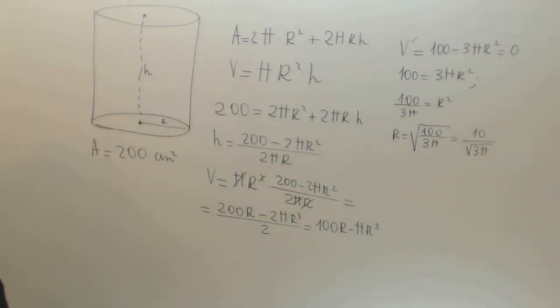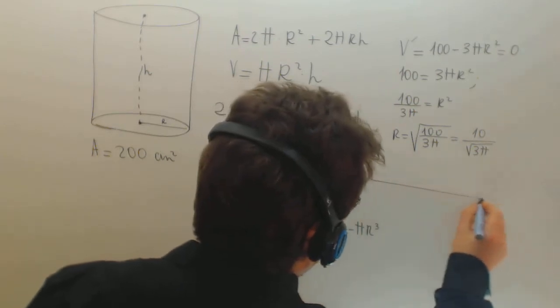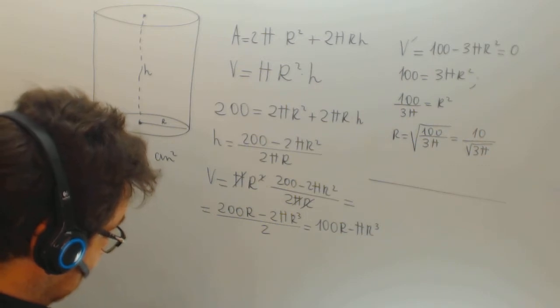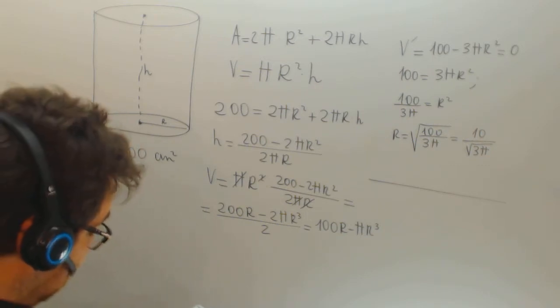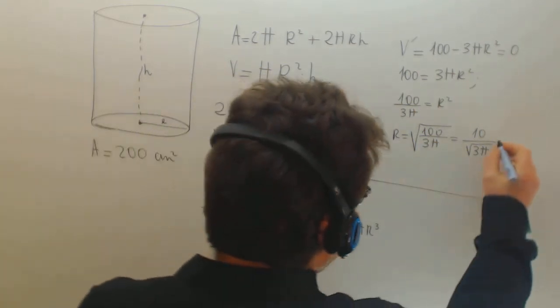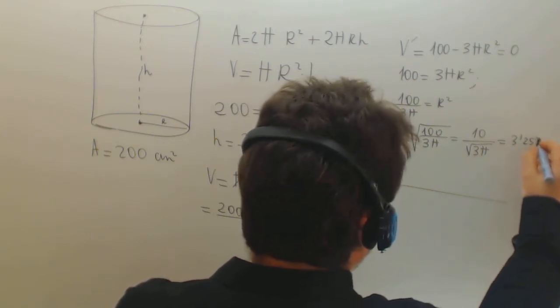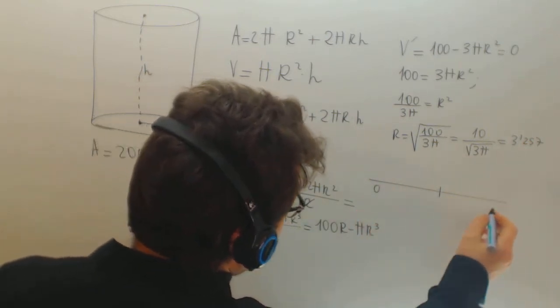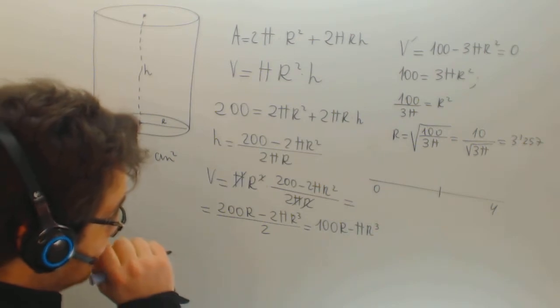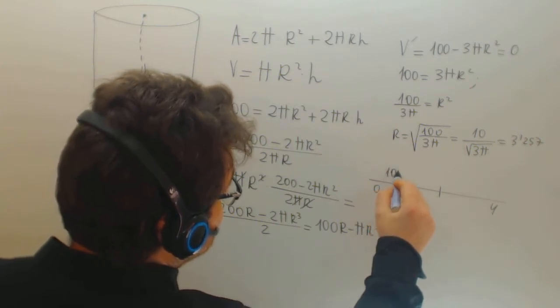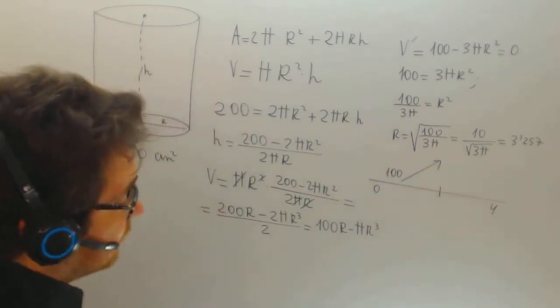But I have to know if that's a maximum or a minimum. How do I do that? I'm going to calculate that number, 10 divided by square root 3π, that is 3.257. And again, a number on the left and a number on the right. And I take this to the derivative, and I get here 100 is positive, so here is como se dice creciente.